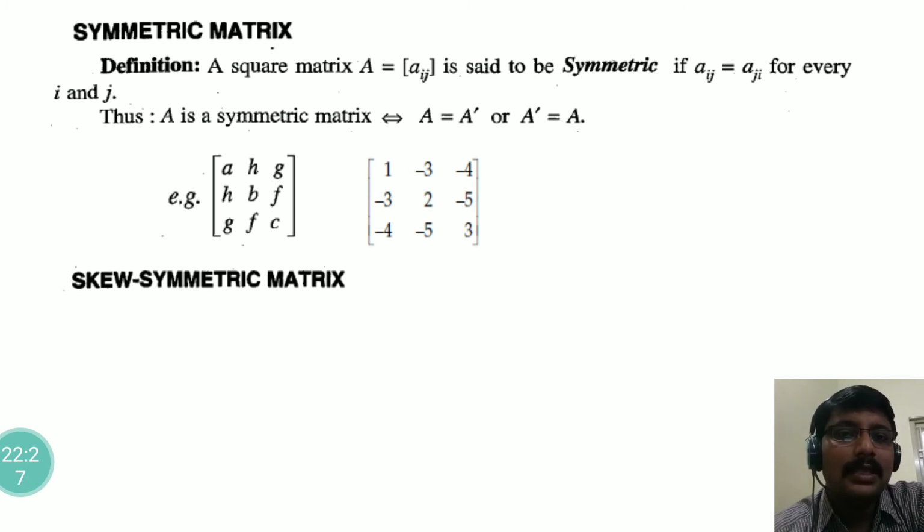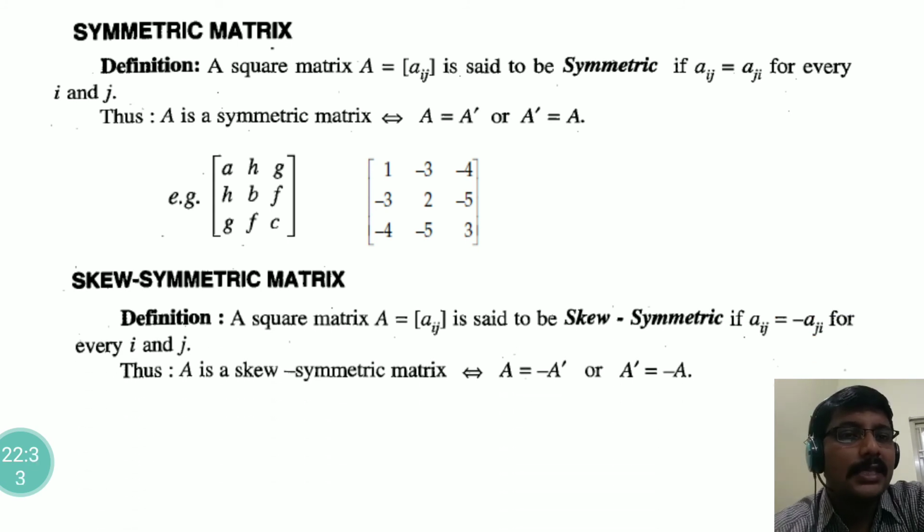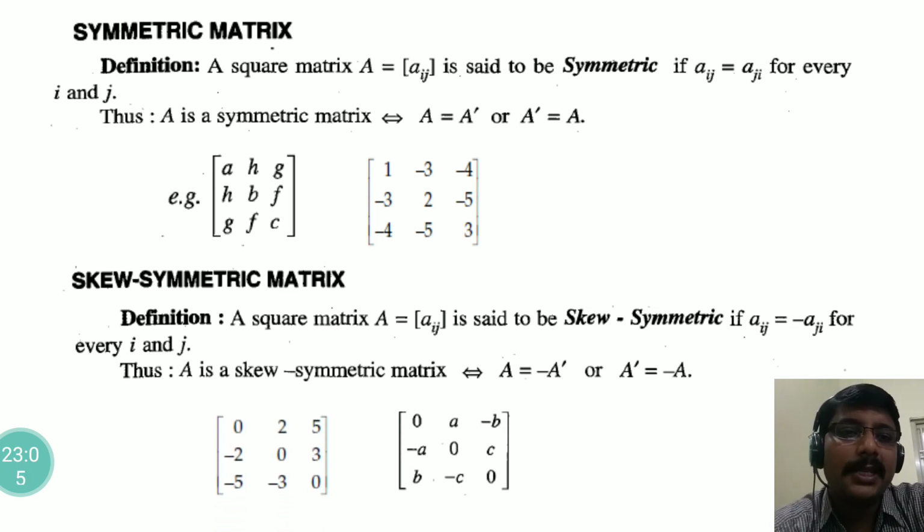Skew symmetric matrix. A matrix A equal to the matrix of Aij is said to be skew symmetric if Aij is equal to minus Aji for every i and j. So this is the symbolic form. Or simply, we can say that a matrix A is skew symmetric if A transpose is minus A, or A is the negative of A transpose. So A is called skew symmetric. Remember this: A transpose is A, then A is called symmetric. A transpose is negative A, then A is called skew symmetric.